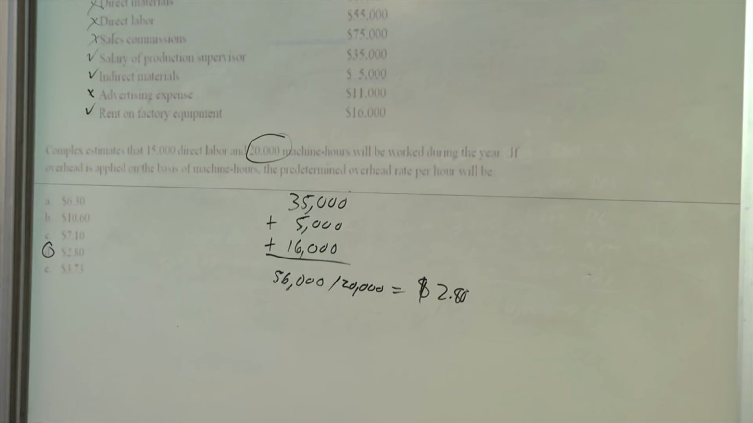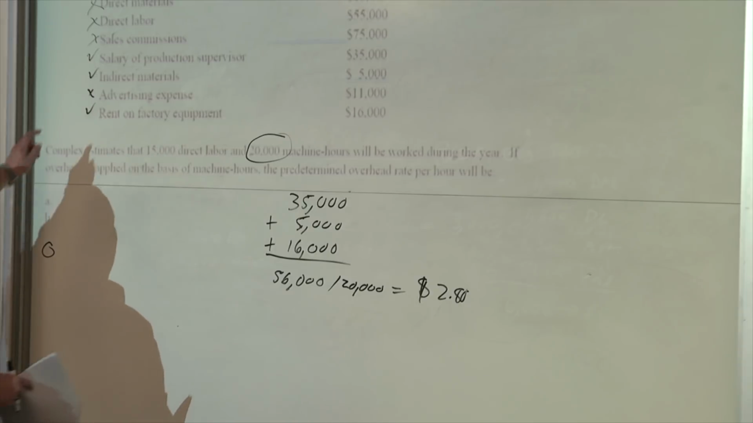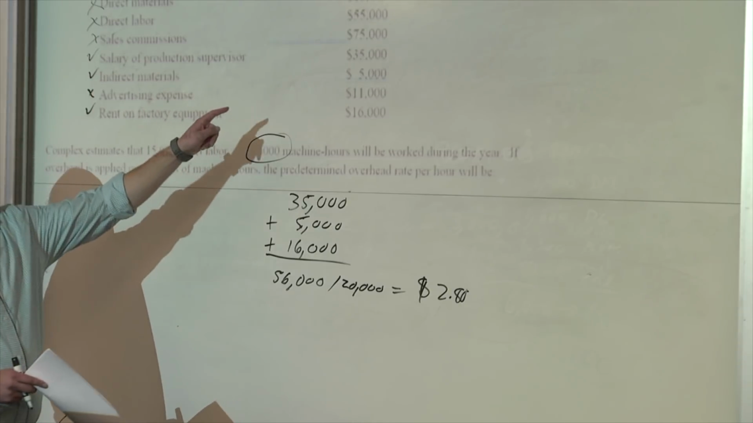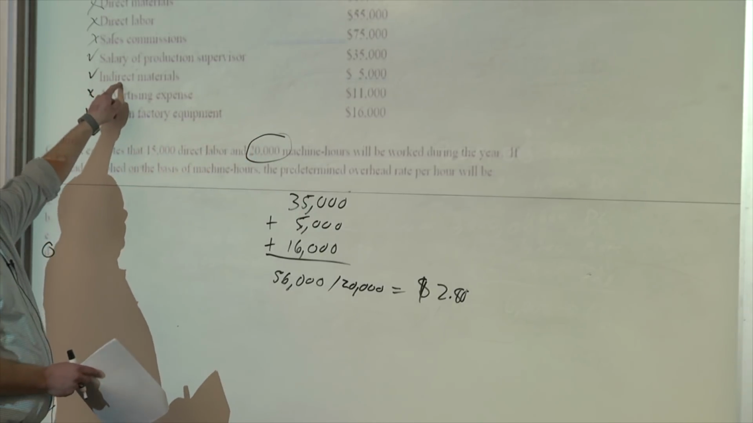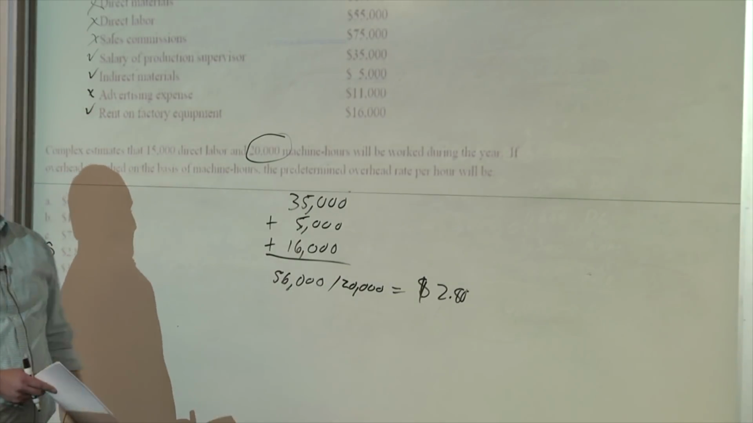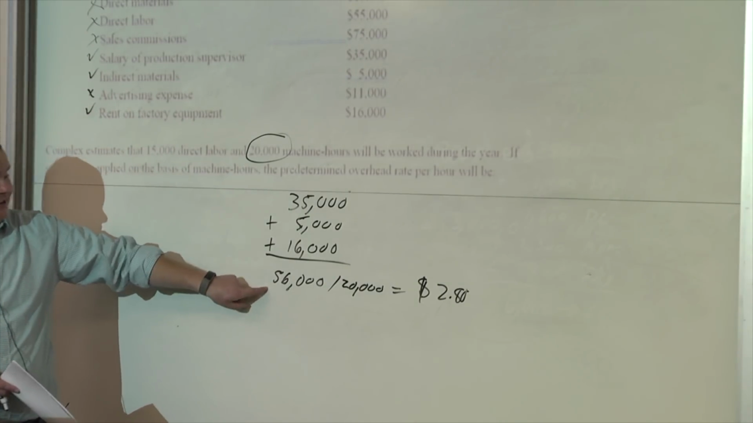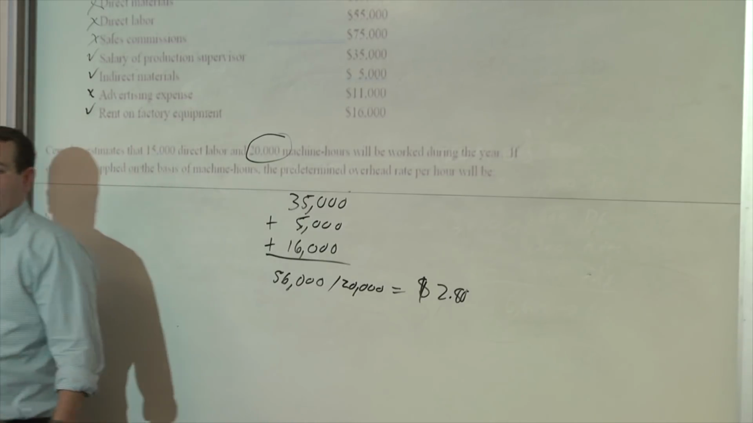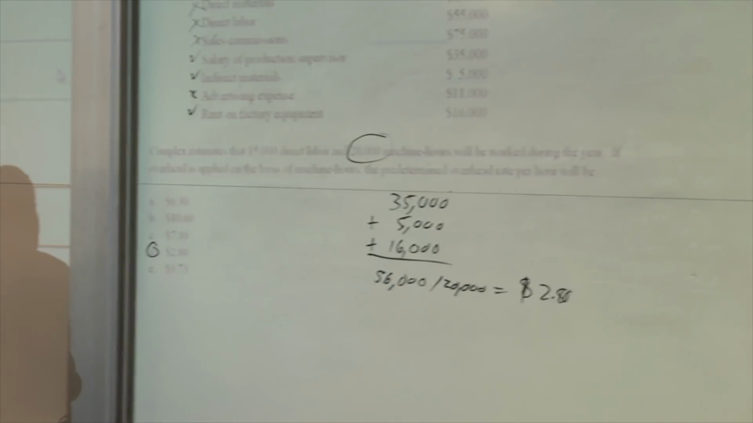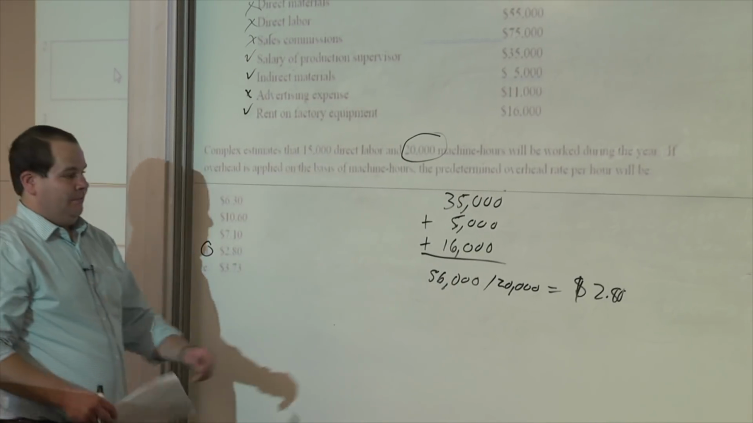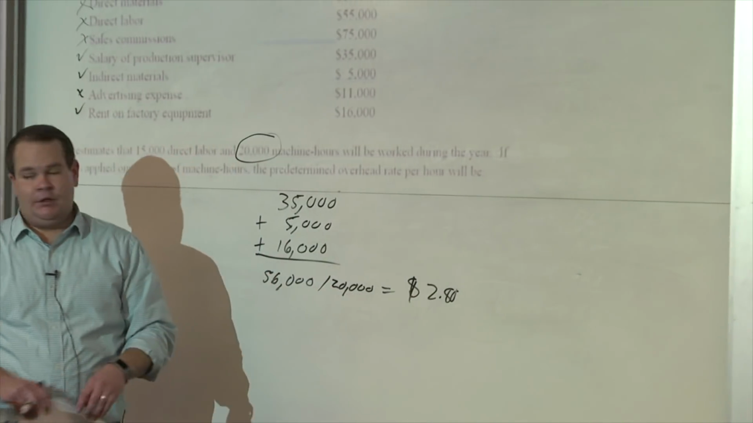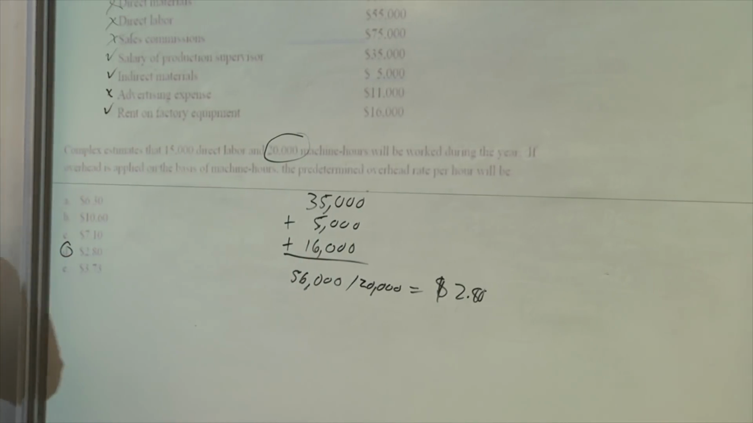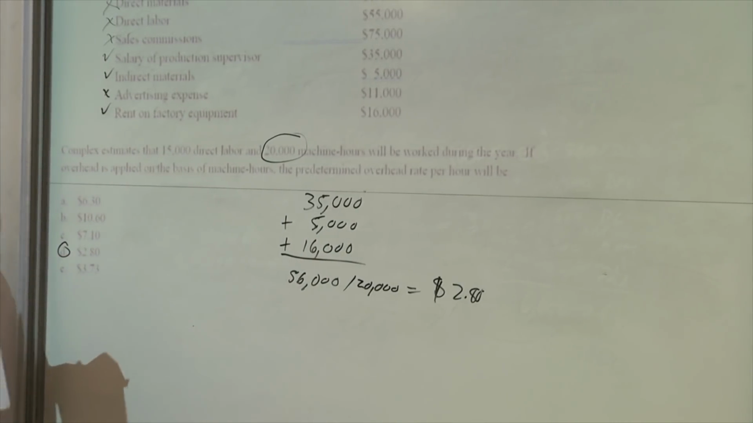So I understood 35,000, that's the total overhead, but what is the 5,000? So 35,000 is the salary of the production supervisor. Oh, okay, you added. Yeah. Indirect materials is 5,000 and rent is 16,000. So 56,000 is the total estimated overhead, and then the 20,000 is the estimated machine hours. So this is our predetermined overhead rate, $2.80 per machine hour.